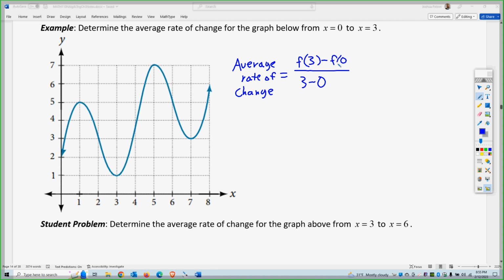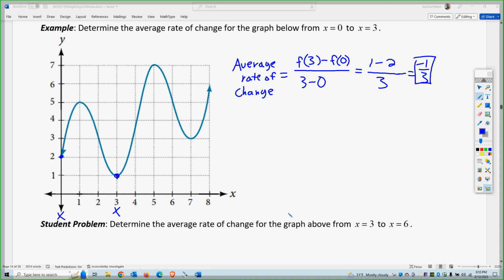Okay, let me get a better f of 0. So on the bottom, I just get 3. All right, what's on the top? So the function value at 3, right? So that's x equals 3. So the function value is 1. Okay, and the function value at x equals 0 looks to be about 2. So I get negative 1 over 3. Okay, pause the video, try the student problem.